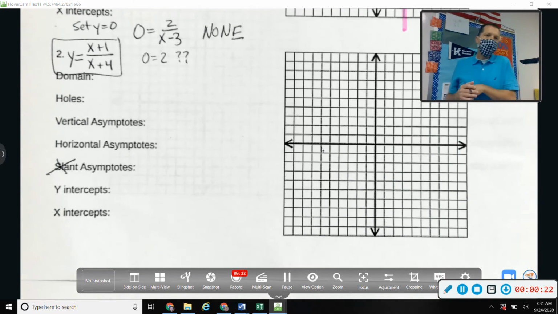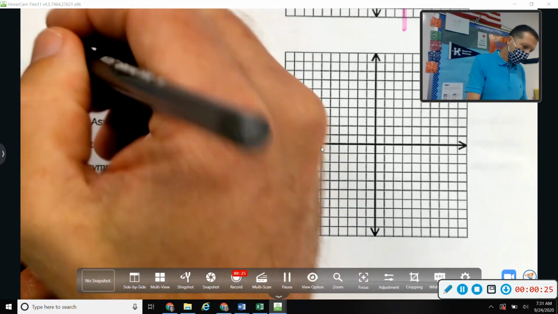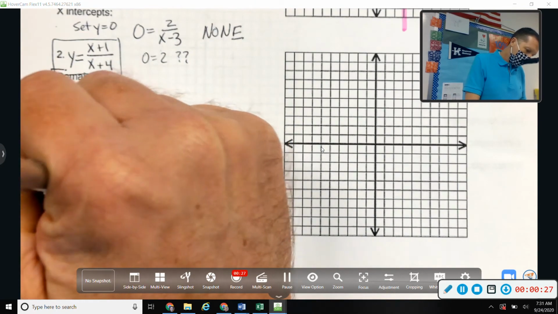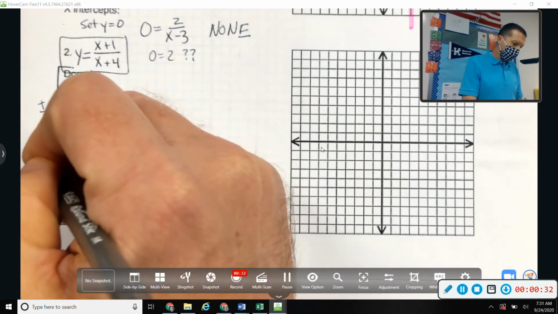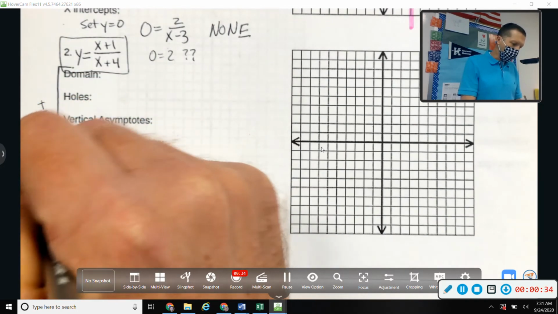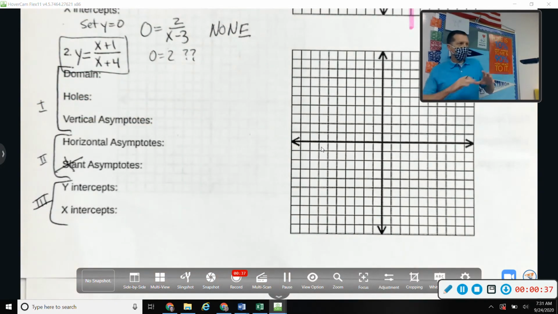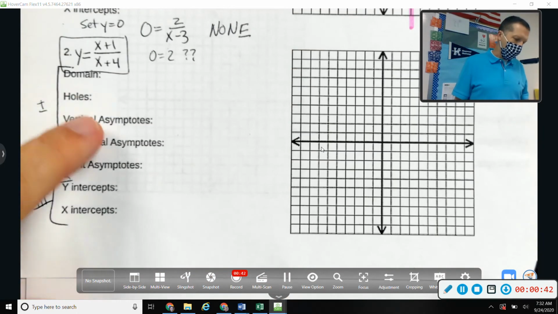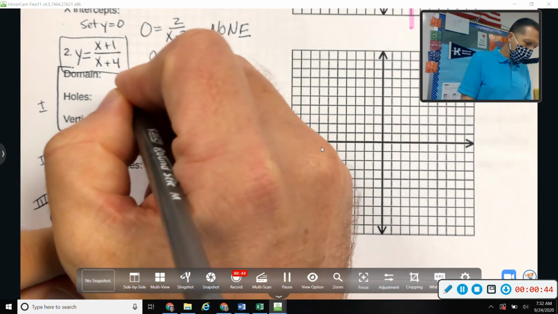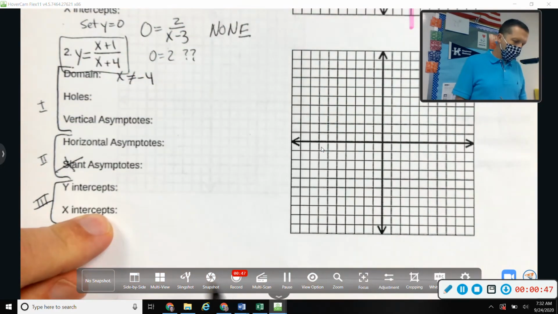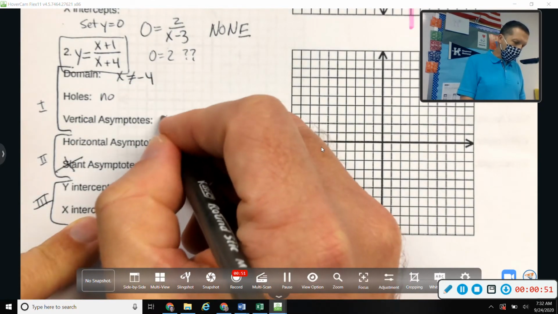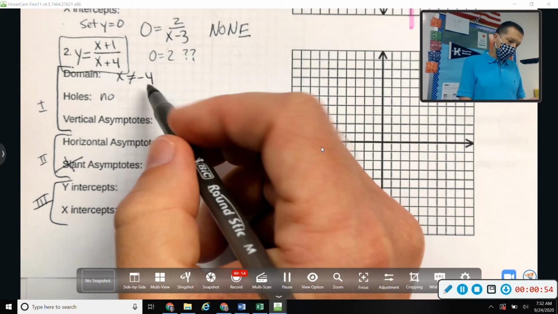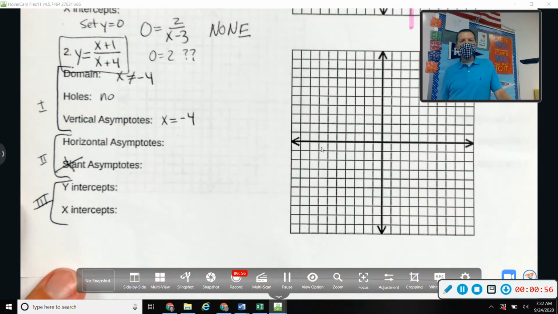So looking at number 2, x plus 1 over x plus 4. Again, you don't have to group them all together, but like my brain, I think it helps to organize what I'm looking for. Instead of seeing seven different things, it's like three classes of things, and then I'll put them all on the graph. So domain, x can't be negative 4. It's not a hole because it didn't reduce with anybody. Vertical asymptotes, because it didn't reduce, is x equals negative 4.